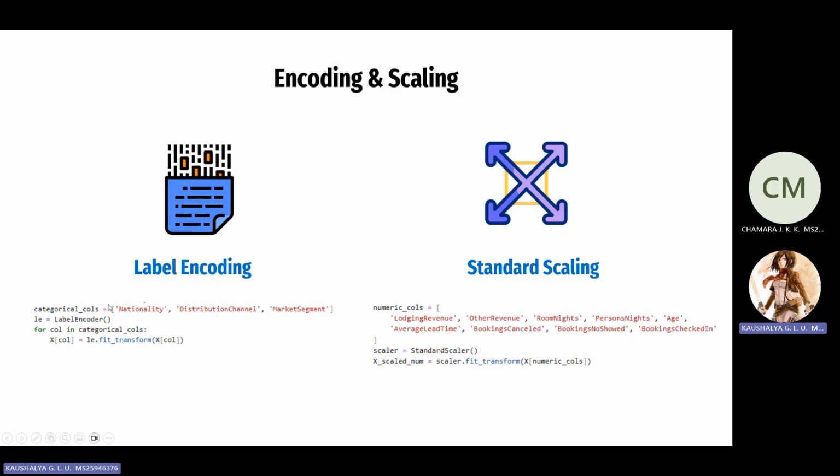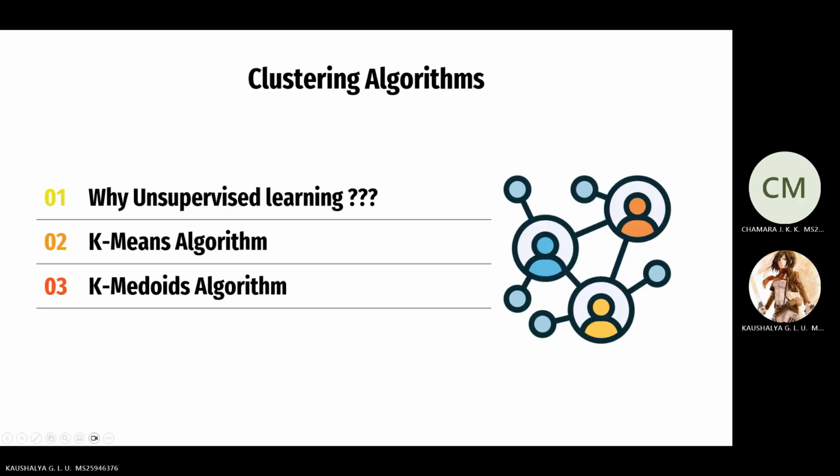Moreover, we have applied encoding and scaling. We have some categorical columns like nationality, market segment, and distribution channel where we applied label encoding, and for the numerical columns, we applied standard scaling.